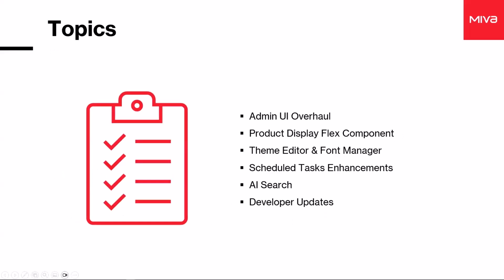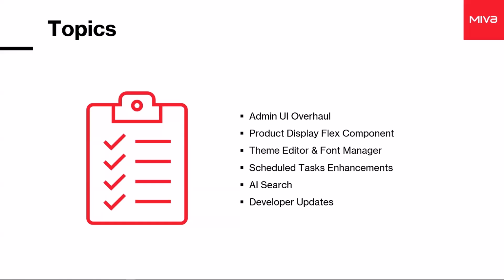So here's what we got lined up for today. We will start with the admin UI changes. We'll get into the product details flex component. Then we will tackle the new theme editor and font manager. We'll explore the improvements to scheduled tasks, and then cover the AI search. Then we will finish up with some developer-related updates.